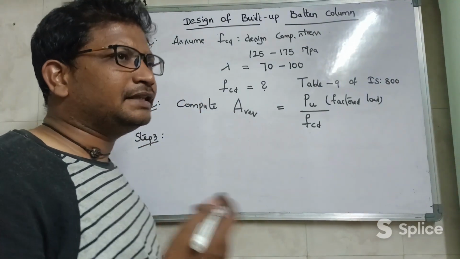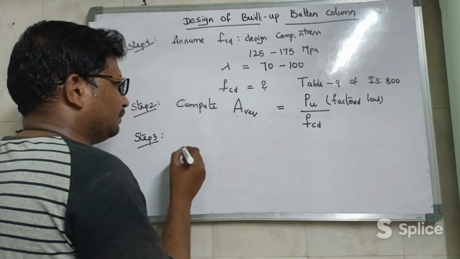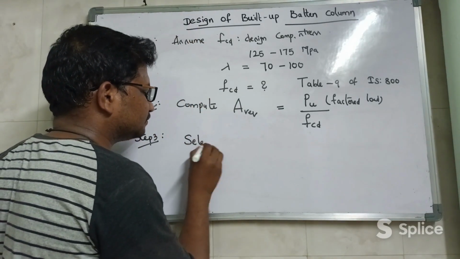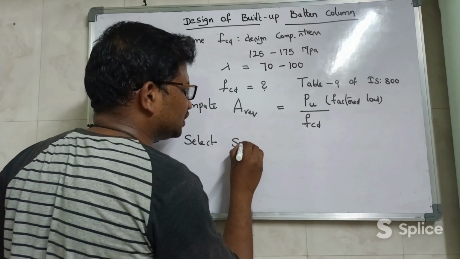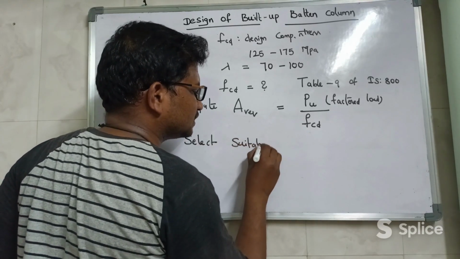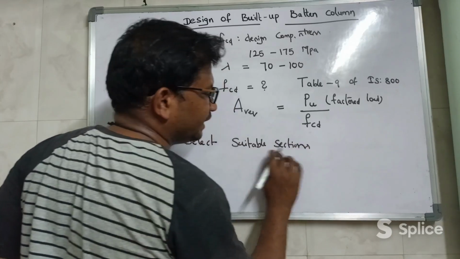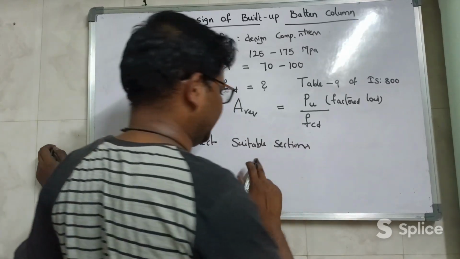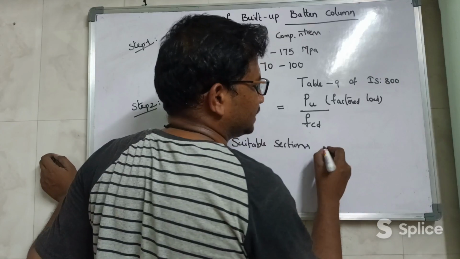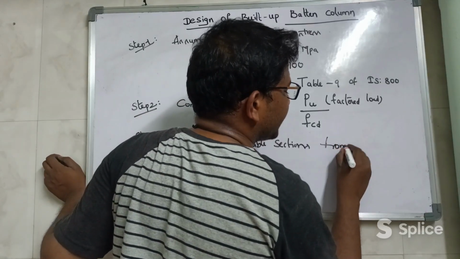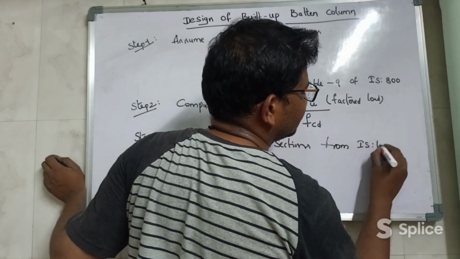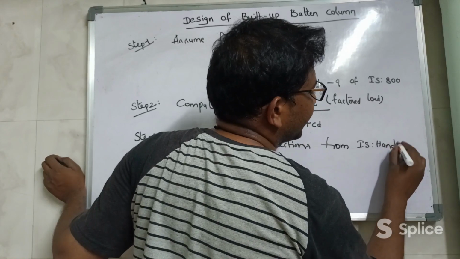Now, step number 3. Once you know the required cross-sectional area of the section, you can select the member from IS handbook number 1. Select suitable sections from, please note, here we need to select sections from IS handbook number 1.